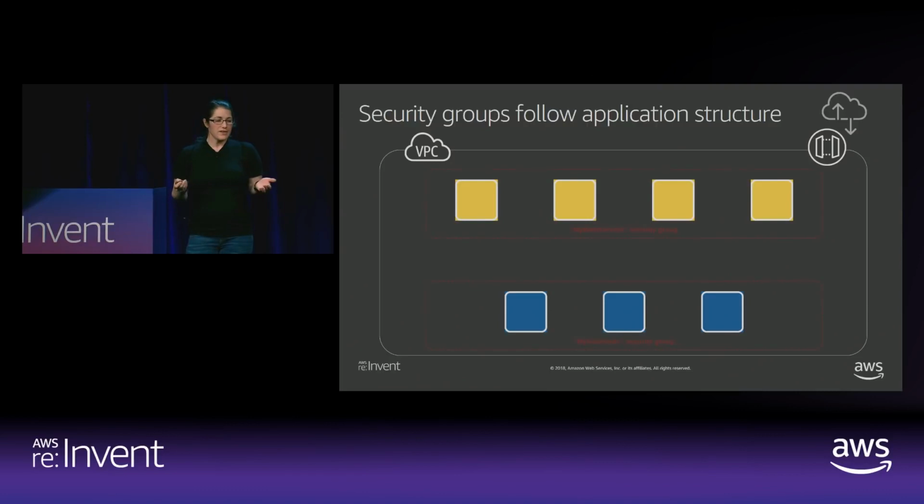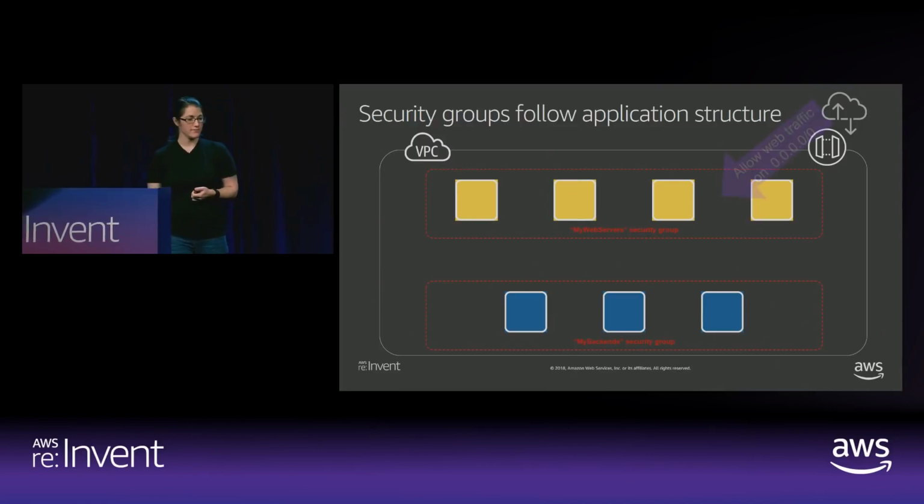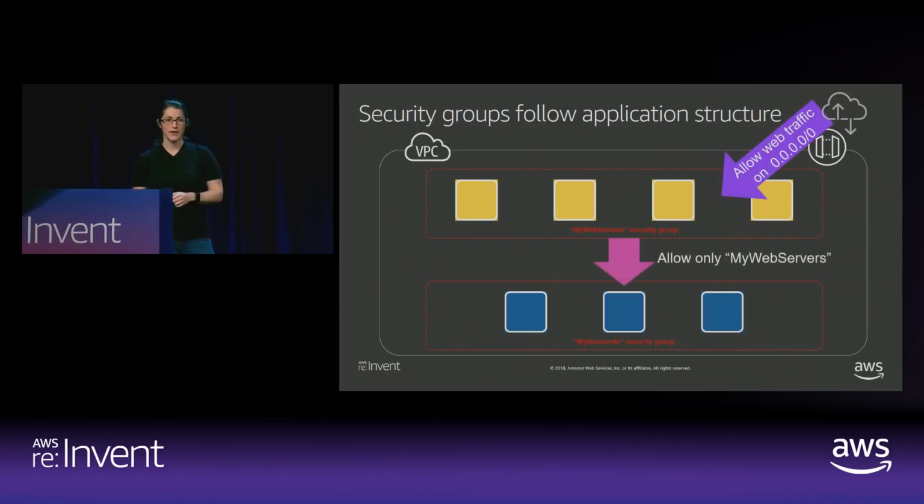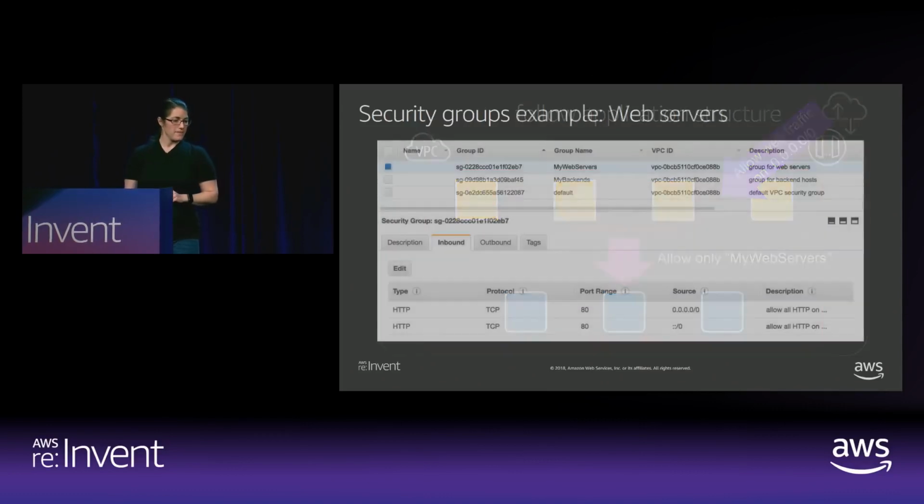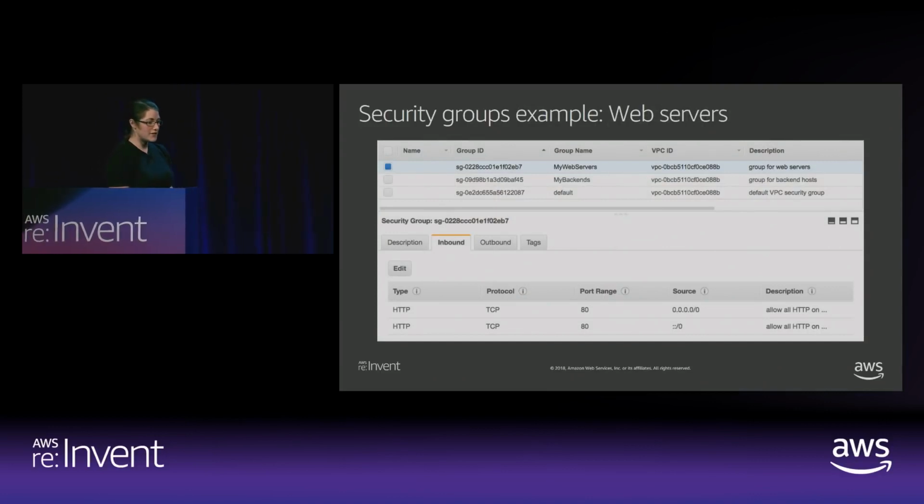And basically, we have two different groups. Different rules apply about what traffic we want to get to the web servers and what traffic we want to get to the backend servers. We want to allow web traffic from the internet. We only want to allow traffic from our web servers to our backend servers. So let's look at how that looks in security groups.